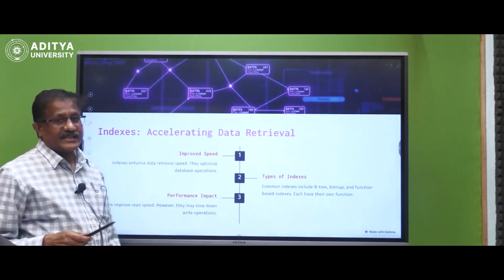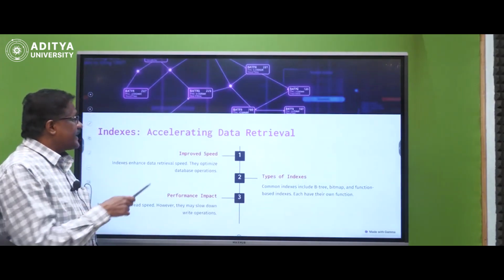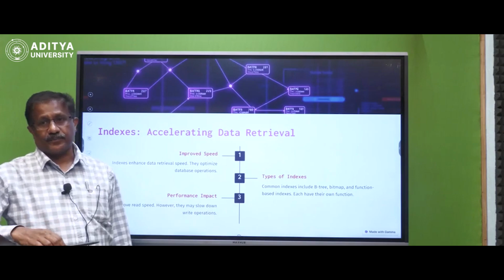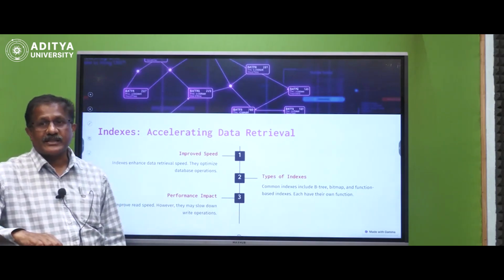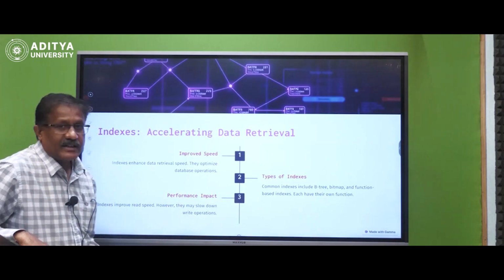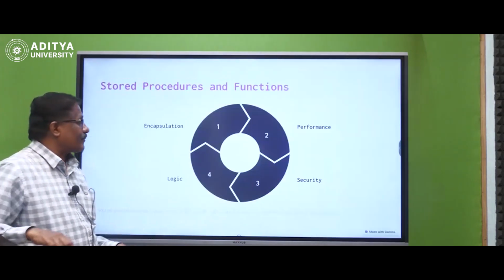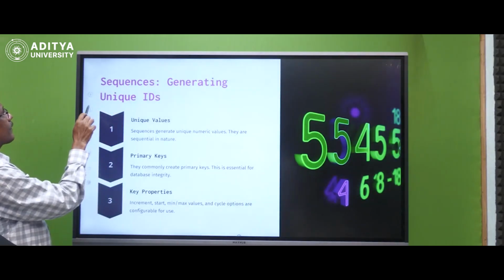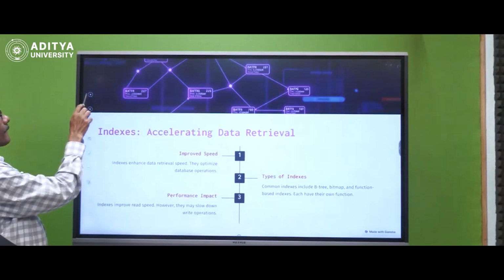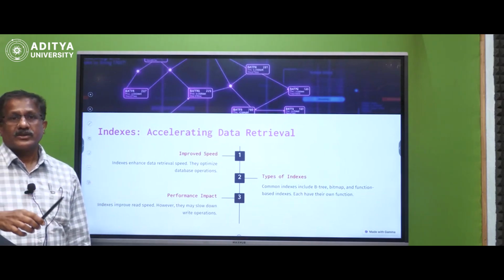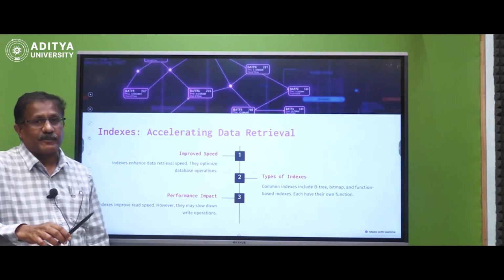Next, indexes. A very important concept is the index. Index means accelerating data retrieval. For example, all people have an Aadhaar number. Now, in the Aadhaar database, more than crores of records are available. I want to retrieve one particular person matching one particular Aadhaar number. How much time will it take from the Aadhaar database? Too much time.